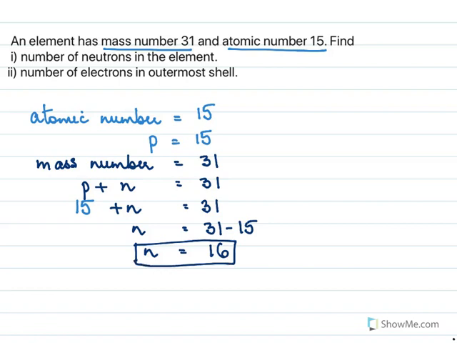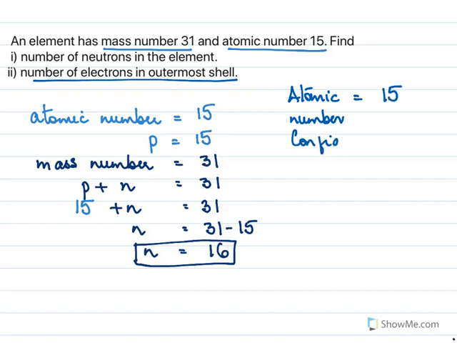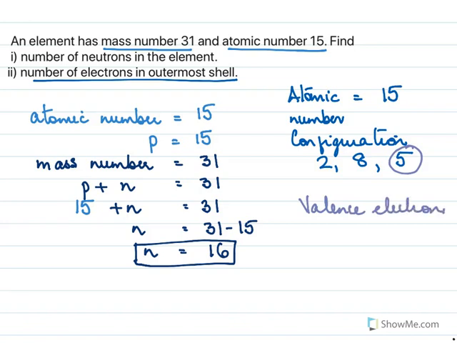Then they said find the number of electrons in the outermost shell. So we need to write its configuration. To know its configuration, first we must know the atomic number. Remember, atomic number is very important. It's more important than the mass number. Atomic number is 15, so the configuration, the distribution of electrons, is 2, 8, 5. So how many electrons in the outermost shell? 5. They are called the valence electrons. Valence electrons equal 5.